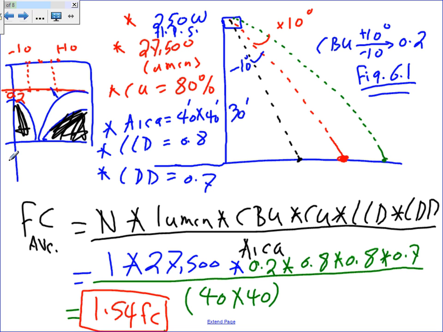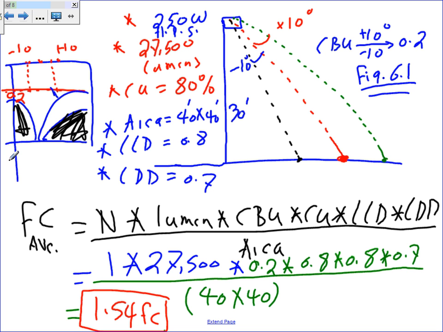Now, this is a very simple algebraic equation that you can plug and play. How many fixtures do I have? Only one. You could have two or three heads there; you just add them. How many lumens are coming out of this big floodlight? 27.5 thousand. The beam is 0.2, meaning only 20% out of this floodlight is actually going to hit the surface area, based on the angles that I'm interested in.